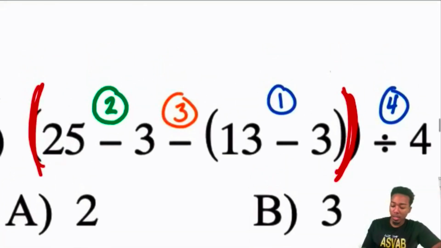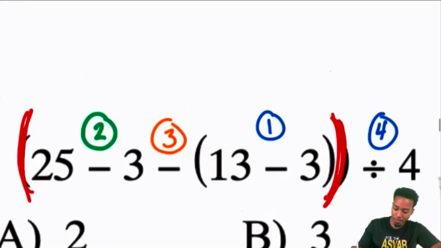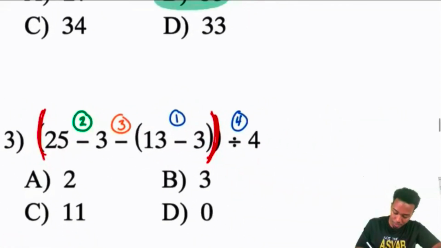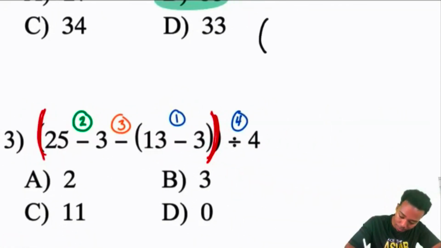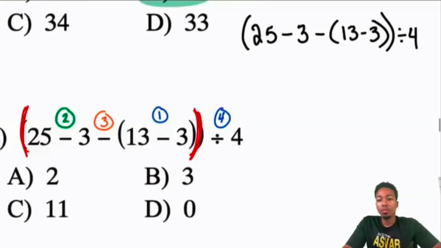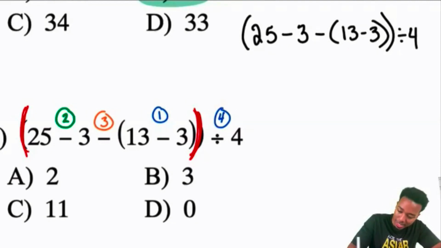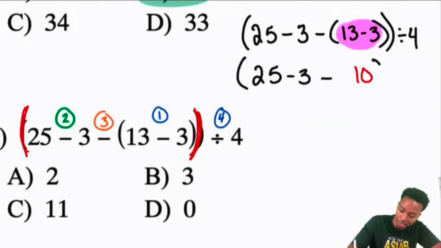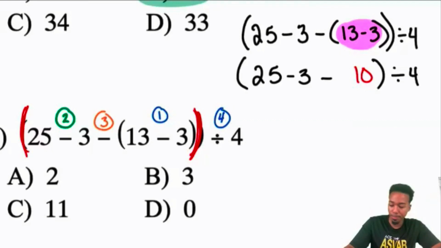Help me out, everybody. 13 minus 3, what's that going to give us? Let me actually rewrite everything here. 25 minus 3 minus 13 minus 3 divided by 4. So, boom, we're going to get 10 first. So with that said, 13 minus 3 is going to give us 10. And then we write everything else down. 25 minus 3 minus 10 divided by 4.